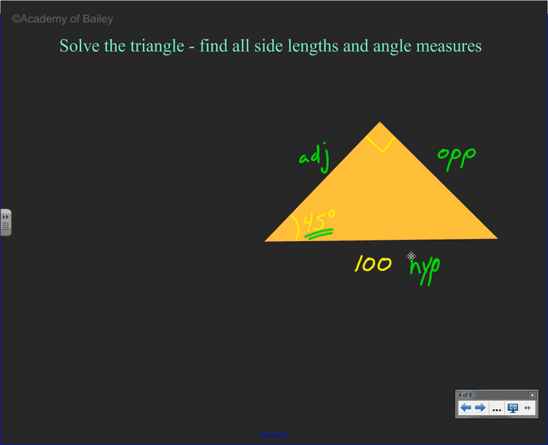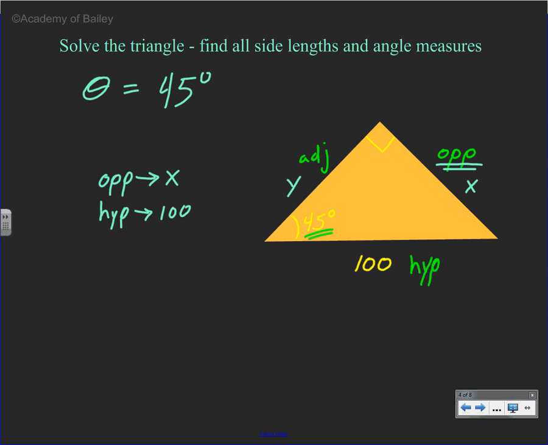Step number 3, figure out which trig function we're going to be using. In order to do that, we have to figure out which side we want to find first. Do you want to find the adjacent or the opposite? Let's go ahead and find the opposite side right now. We're going to call it x, and we'll call the adjacent y. Theta is the angle, so theta is equal to 45 degrees. We're going to try and find the opposite side, which is x. We know the hypotenuse, which is 100. And so which trig function?